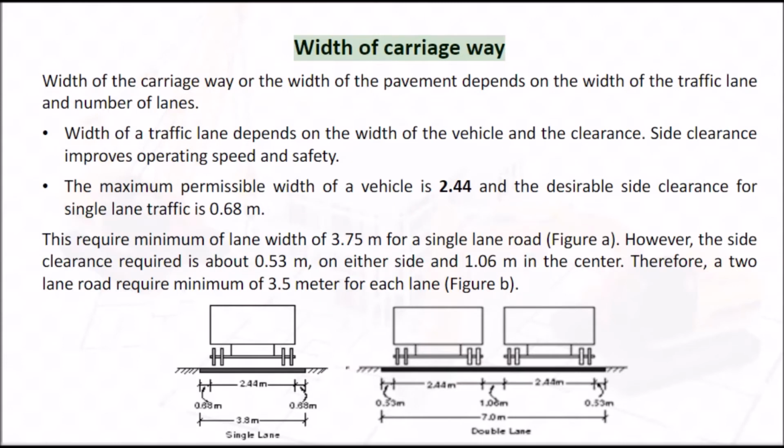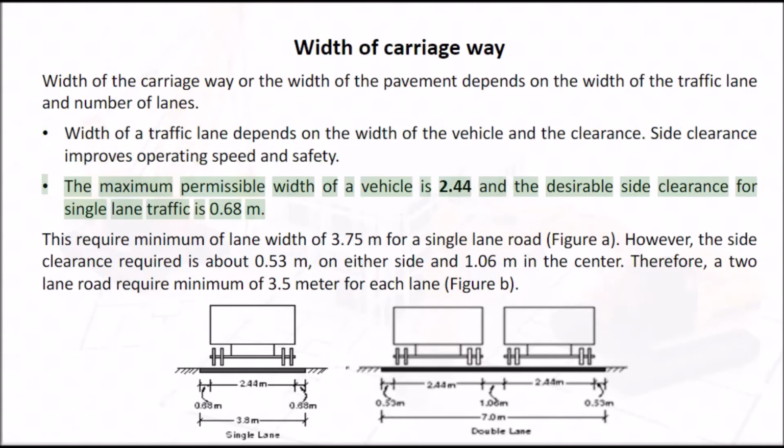Width of carriageway. The width of the carriageway or the width of the pavement depends on the width of the traffic lane and number of lanes. Width of a traffic lane depends on the width of the vehicle and the clearance. Side clearance improves operating speed and safety.